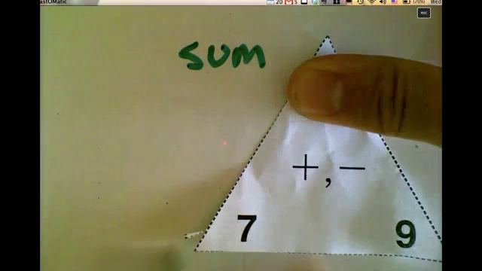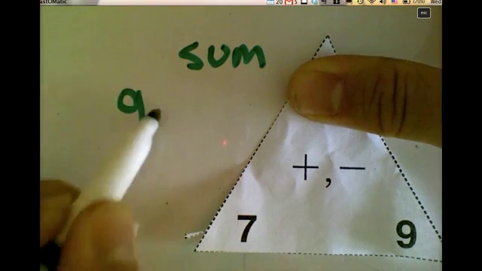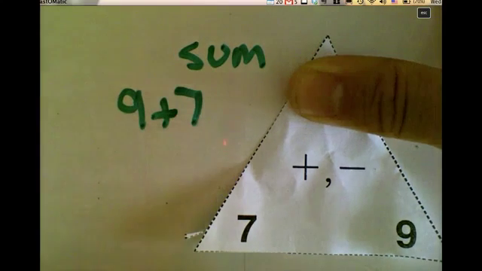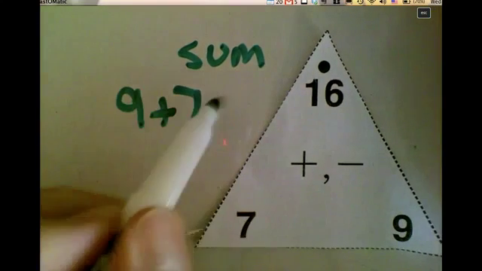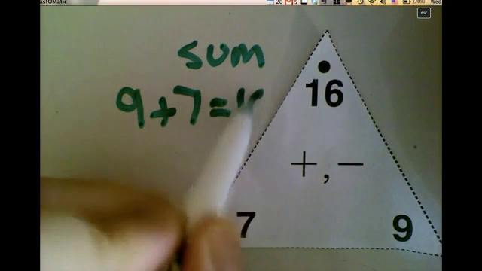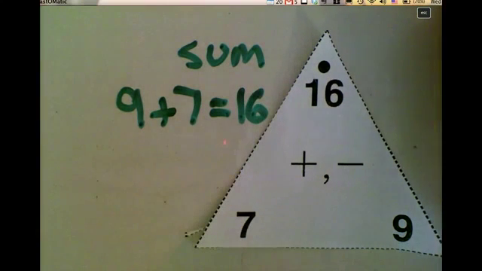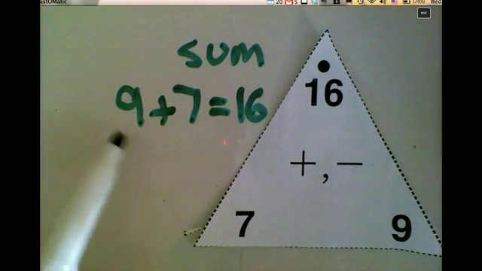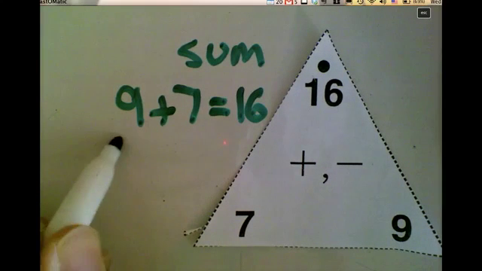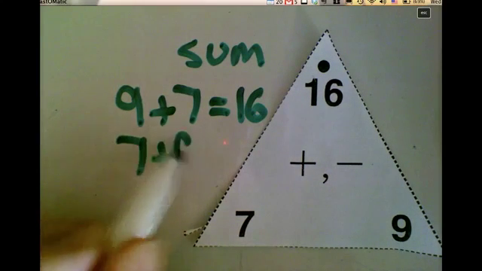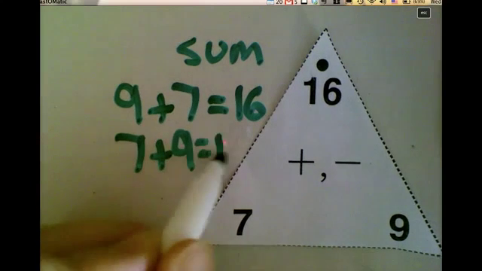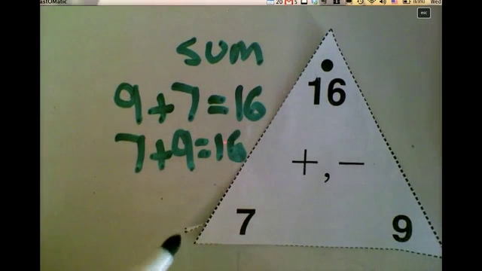And I really want to encourage the kids to say what they're thinking. So they would say 9 plus 7 equals 16. And what we also work on is we put together what's called fact families. For addition, the fact family would be 9 plus 7 equals 16, and 7 plus 9 equals 16. So that's what it is for addition.